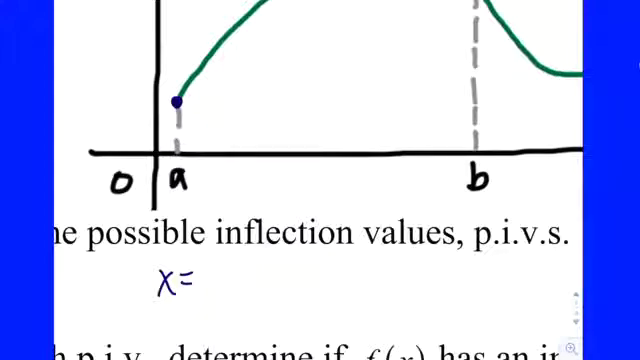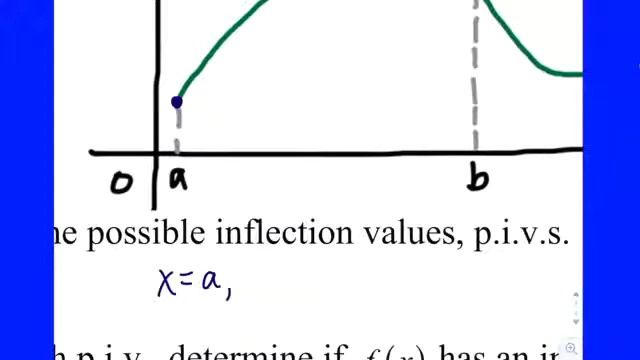Well, what's the definition of a PIV? First of all, is it in the domain of the function? Yes. Good. Is the second derivative defined there? No, because the first derivative is not defined there, right? Because it's an endpoint. So if the first derivative doesn't exist there, the second derivative doesn't. It is a PIV, okay?